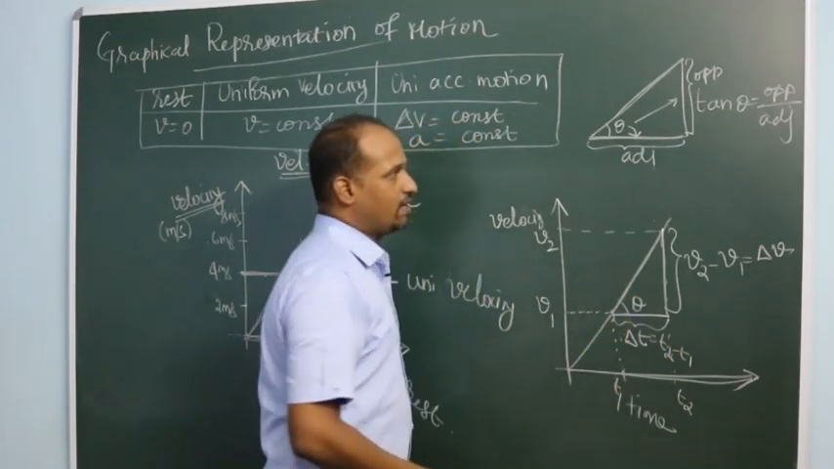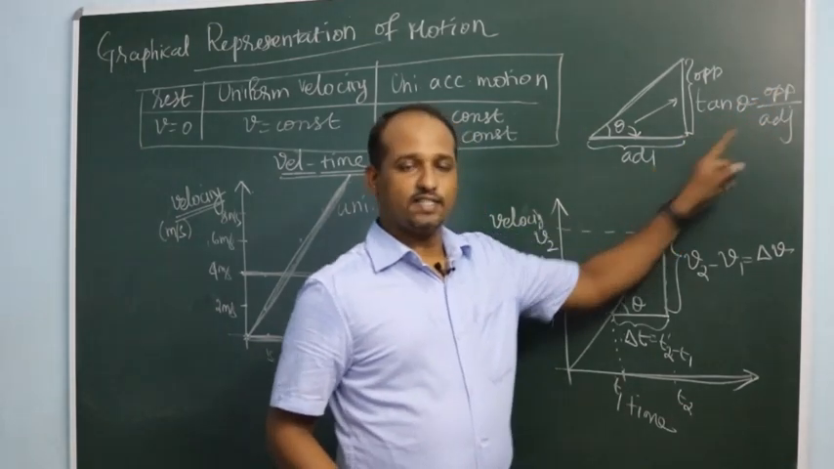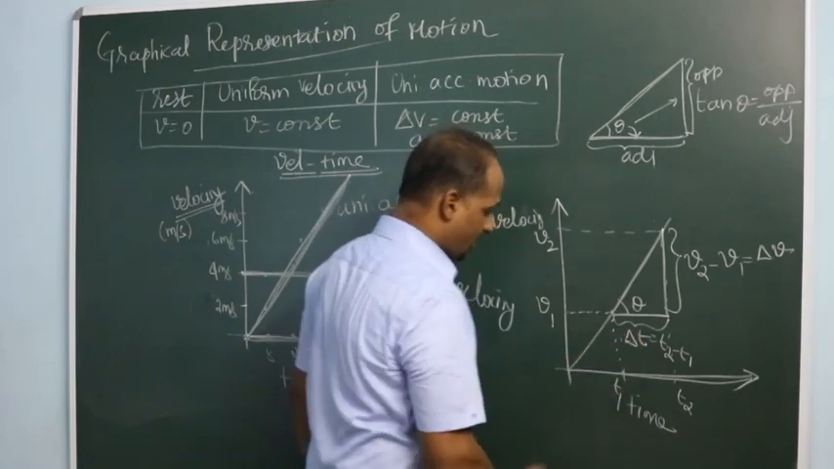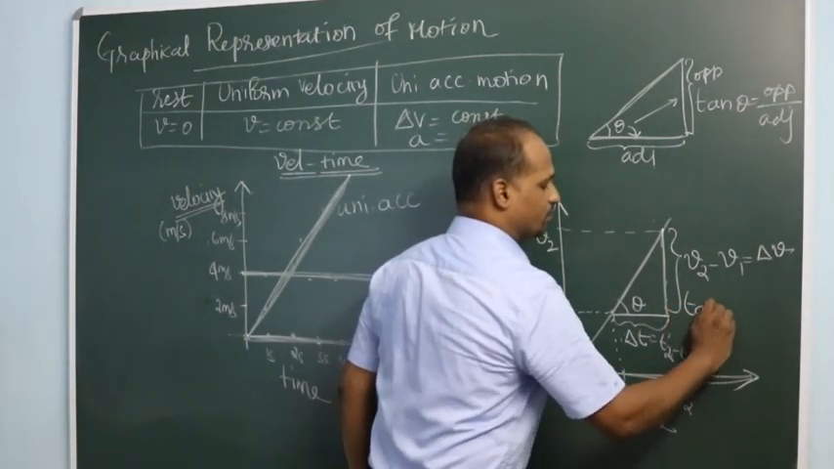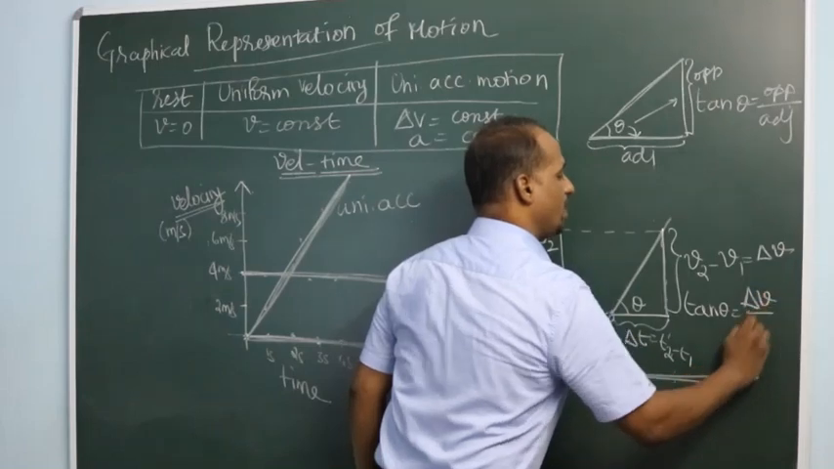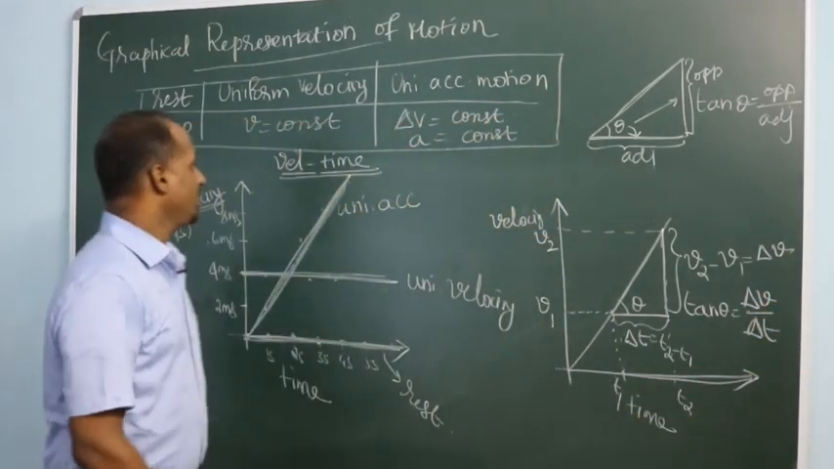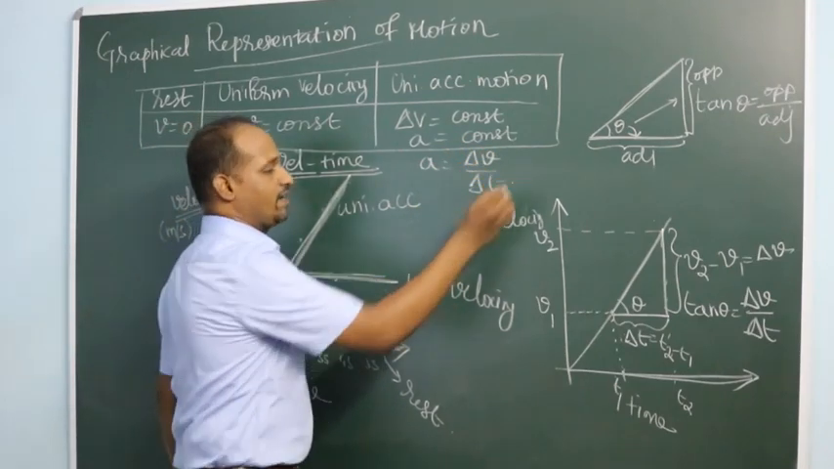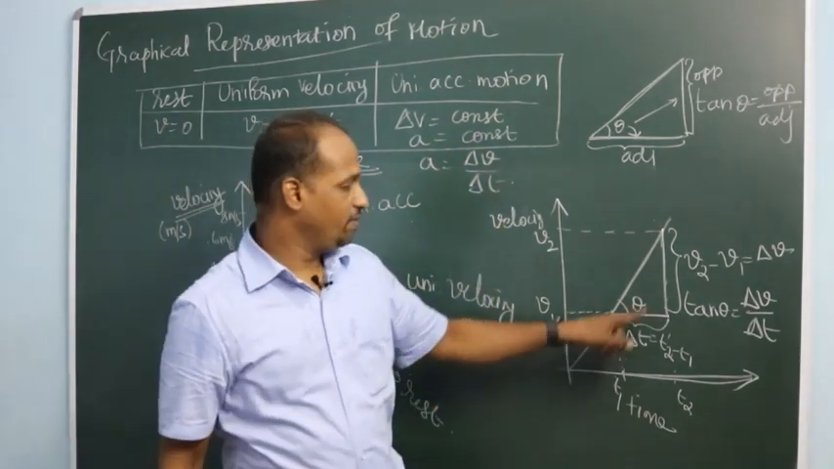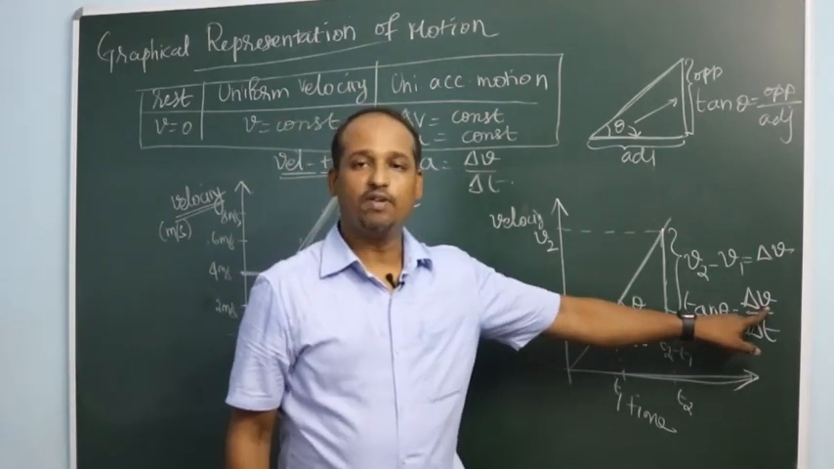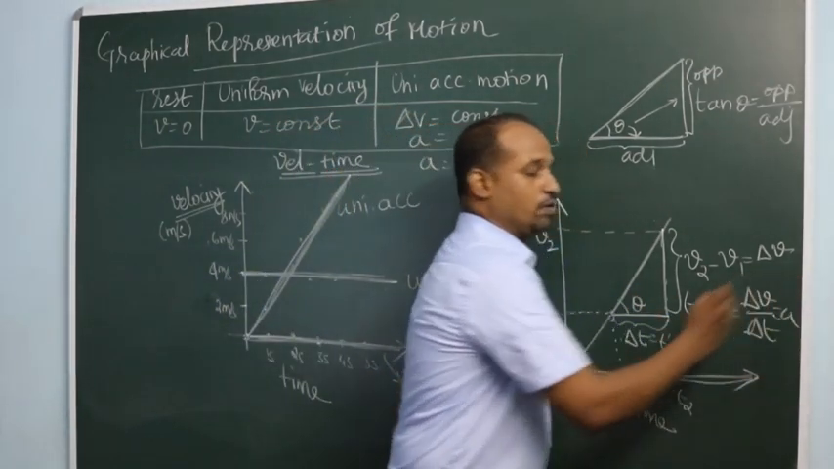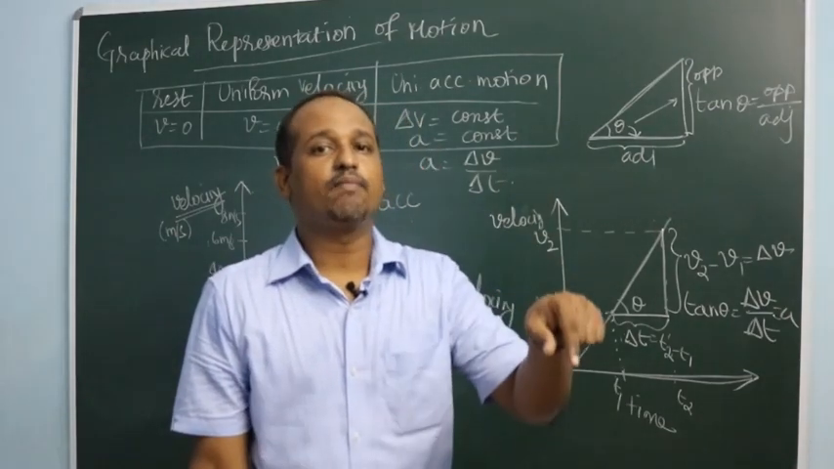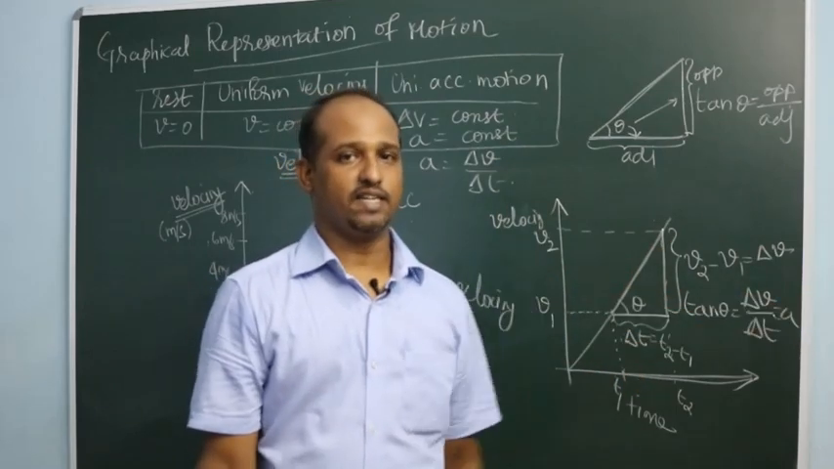What is slope, tan theta? Tan theta is opposite side by adjacent side. If this is theta, opposite side is delta v, adjacent side is delta t. So tan theta here is delta v by delta t. Delta v by delta t is nothing but acceleration. Acceleration is defined as change in velocity by time taken. So in velocity time graph, if you take slope, that slope will be equal to acceleration. So in position time graph, taking slope will give you velocity. In velocity time graph, if you take slope, that gives you acceleration.